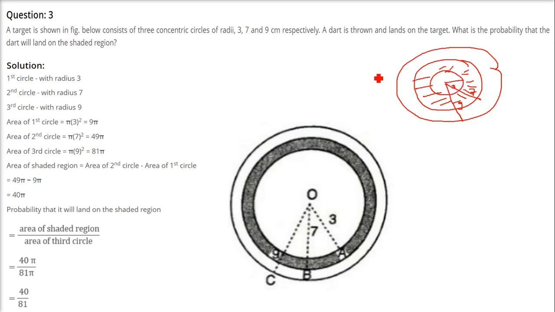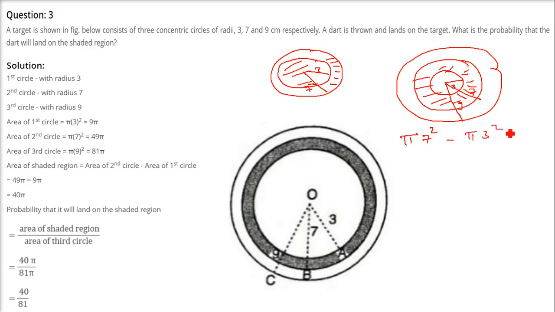So in order to find out the area of the shaded region, first we have to find out the area of the circle with radius 7. Then we have to find out the area of the circle with radius 3. And then we remove this area, meaning the smaller circle area has to be removed from the larger circle. Then we get the area of this shaded region. So this will be pi into 7 square, pi r square, minus pi into 3 square. When we subtract, this is 49 pi, this is 9 pi, and this is going to be 40 pi. This is our favorable region.